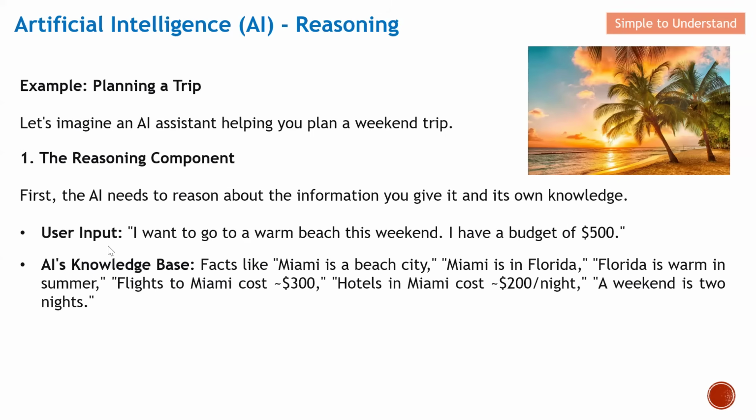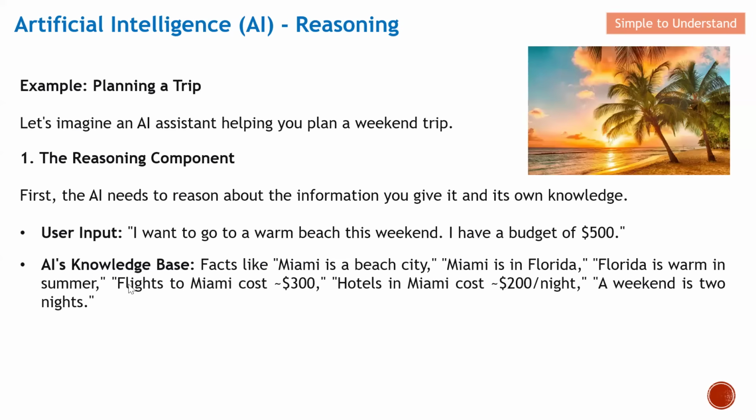Under the AI knowledge base, we have the facts. This is all the logic, the facts. For example, Miami is a beach city and Miami is in Florida. Florida is warm in summer, so therefore we conclude that Miami will be warm, and therefore we will be able to have a warm beach. This is what it means, under the AI knowledge base here.